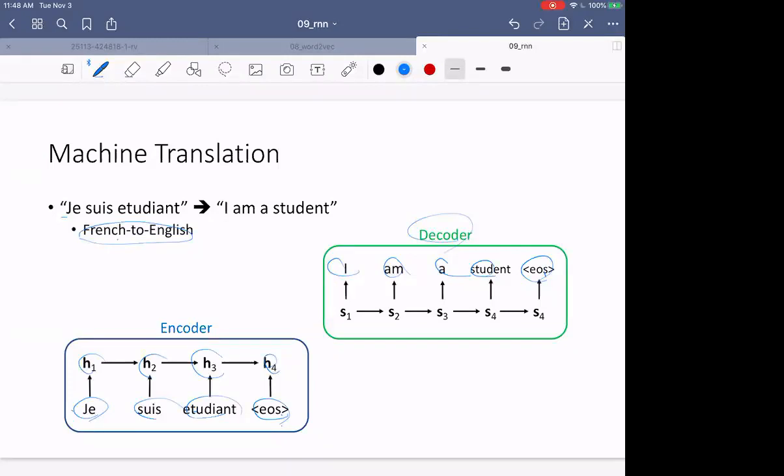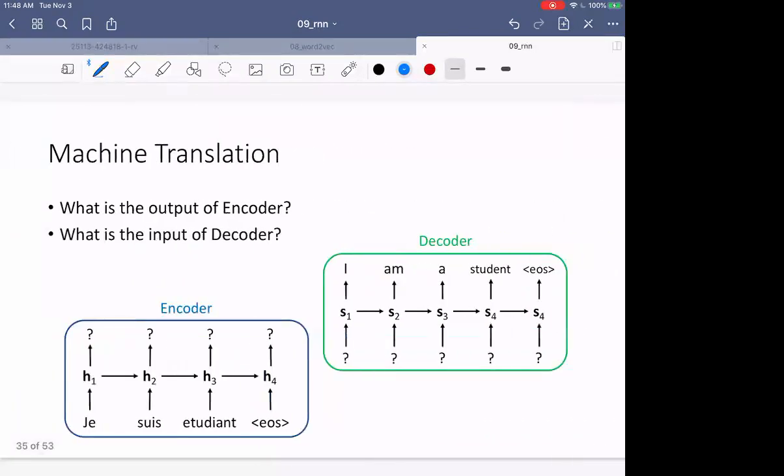Yeah, but the principle still lives on to this day with transformers and all that. Encoder encodes the input sentence, decoder generates the output sentence. So what should be the output of the encoder? These are all RNNs, so there should be an input and output, right? The input of the encoder is a French sentence. What should be the output of the encoder?